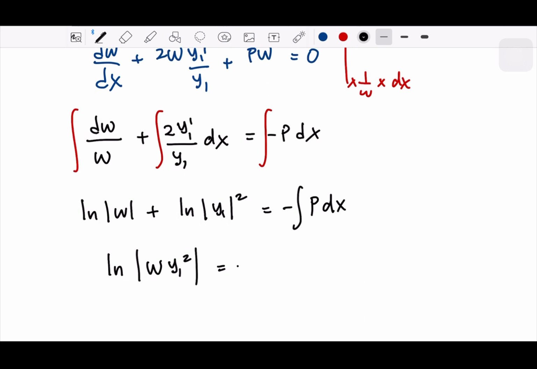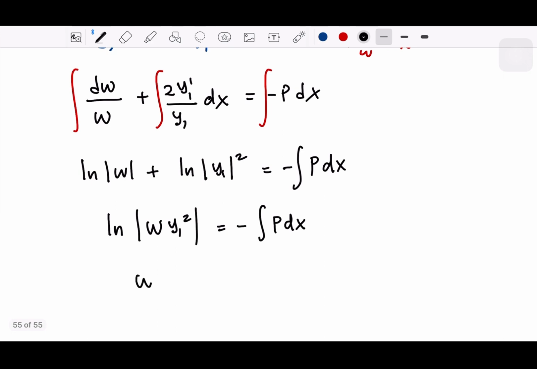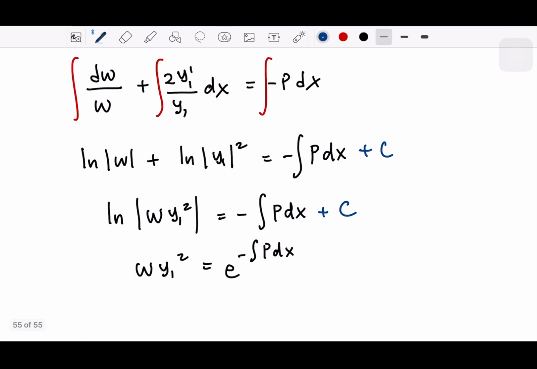Like that. And then we take the w y1 squared outside of the ln, and we are going to introduce e, and this will be power with negative integral of p dx. Oh, I forgot the constant. Let me add the constant here. And since it's e, so e with power of c, so I will take another c as multiply with e. So let's say c1 here.